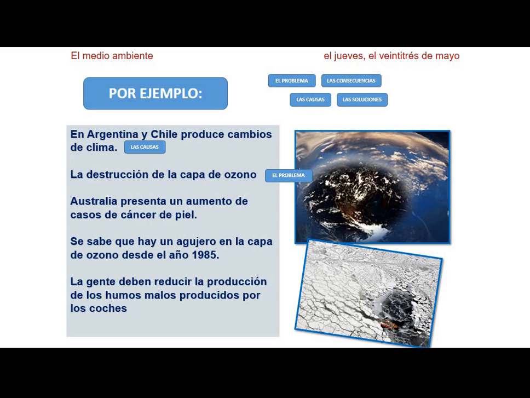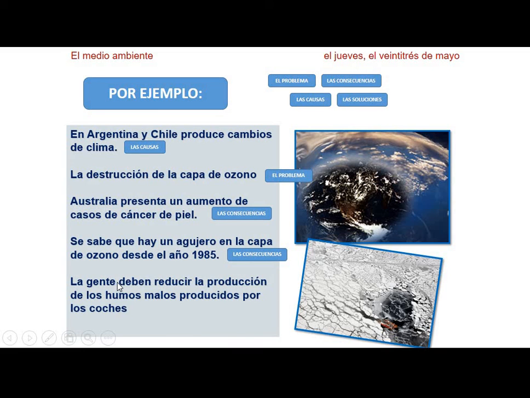Australia presenta un aumento de casos de cáncer de piel. Here we've got consecuencia. Australia has shown an increase in cases of skin cancer as a result of changes in the ozone layer. Se sabe que hay un agujero en la capa de ozono desde el año 85. A fancy word is some very technical language, but it's known that there is a hole in the ozone layer since 1985, which is the consequence.